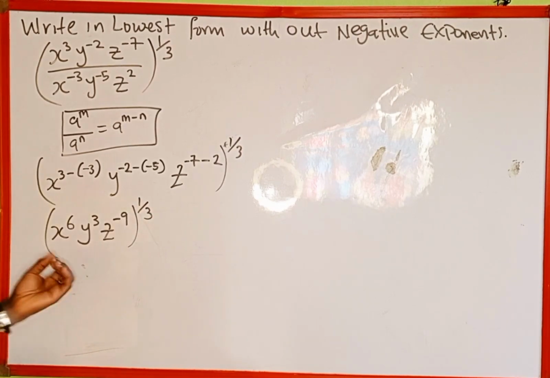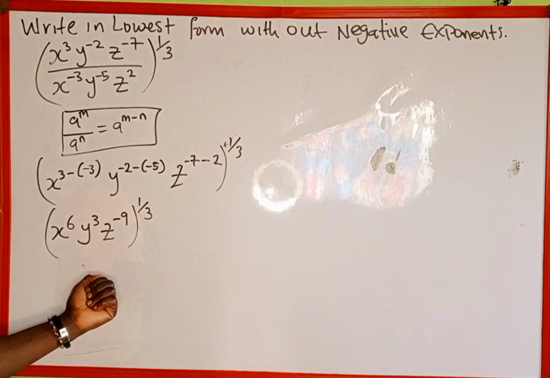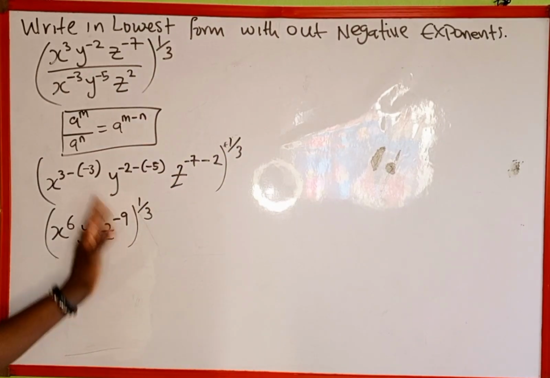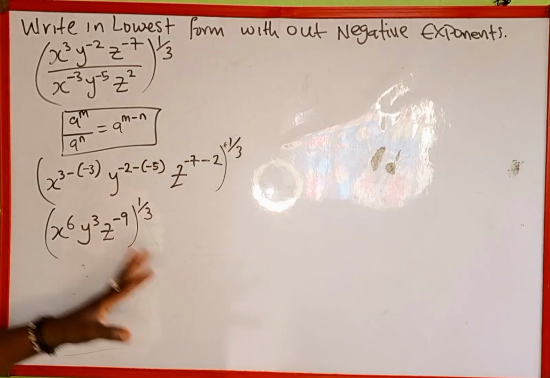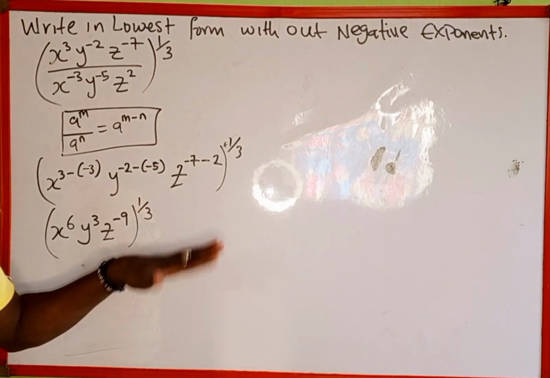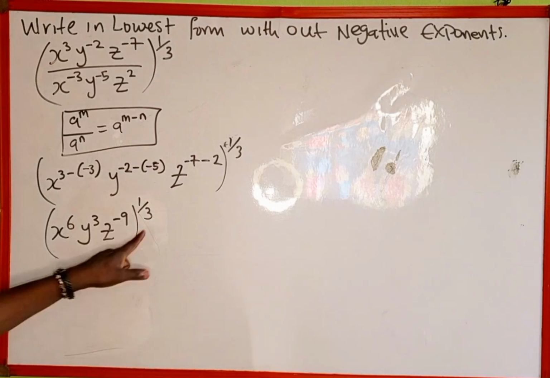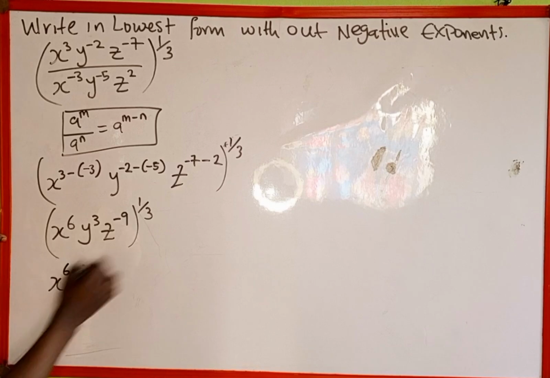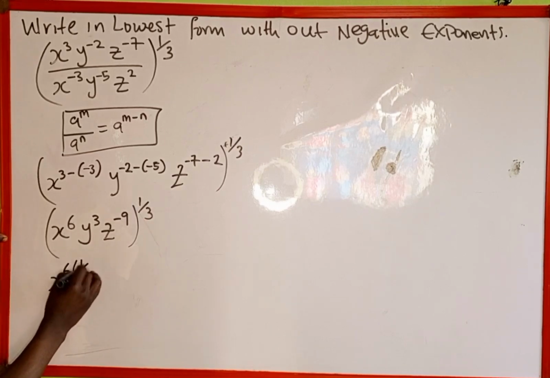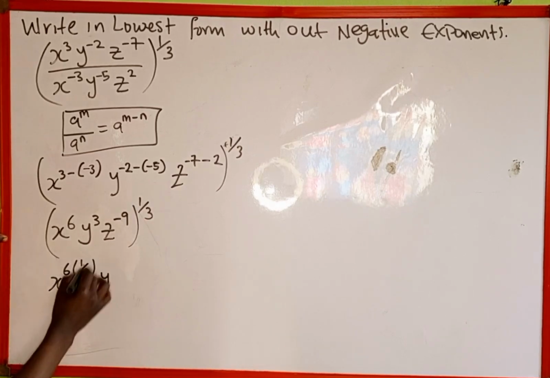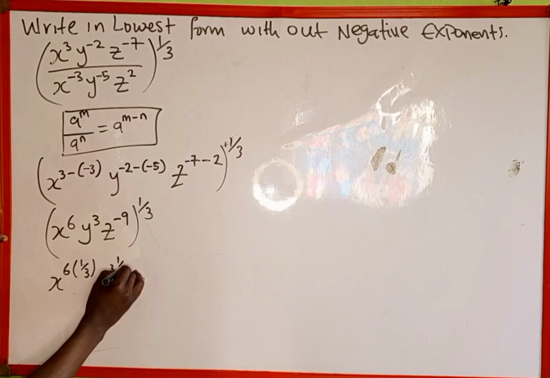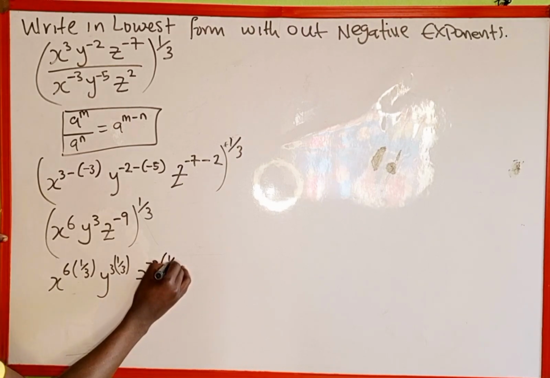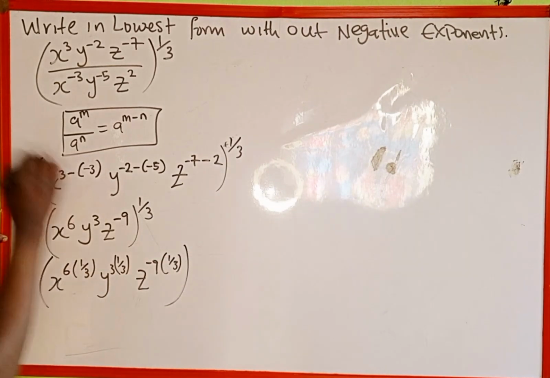And remember, when terms in the bracket are multiplied by each other and raised to a power, that means they can share the power. The power will affect each term in the bracket in the case of multiplication, but if it is subtraction or addition, it will not work that way. So they can share the power. So we have x raised to the power of 6, then the power is 1 over 3. Then y raised to the power of 3, the power is 1 over 3. Then z raised to the power of negative 9, raised to the power of 1 over 3. So we just share the power.